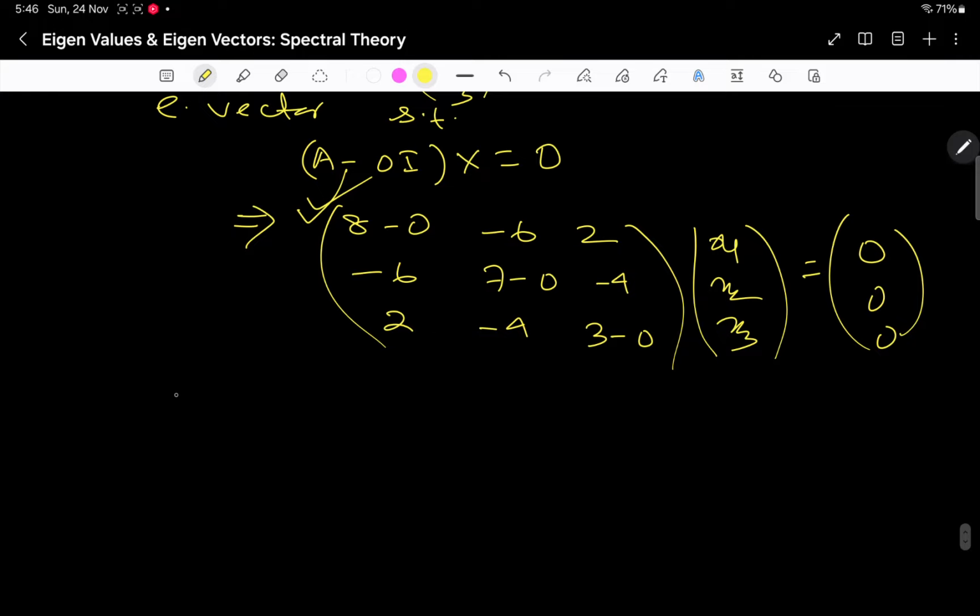If you solve it, it is a system of equations now, is it not? It is a system of linear equations. Is it not of the form A into x is equal to 0? It is a homogeneous system.